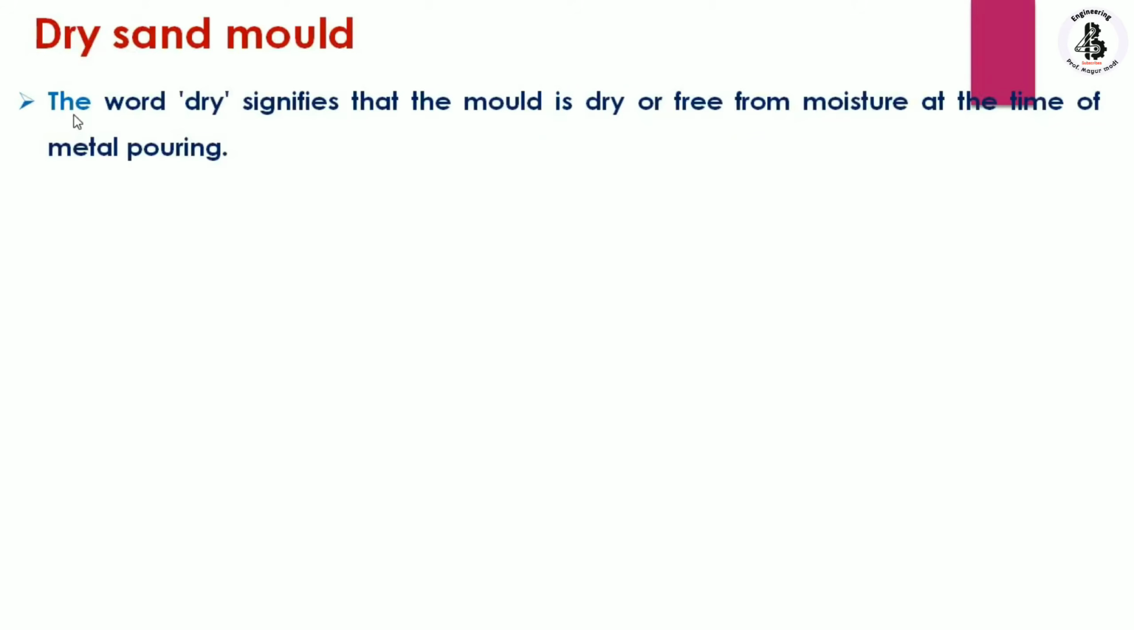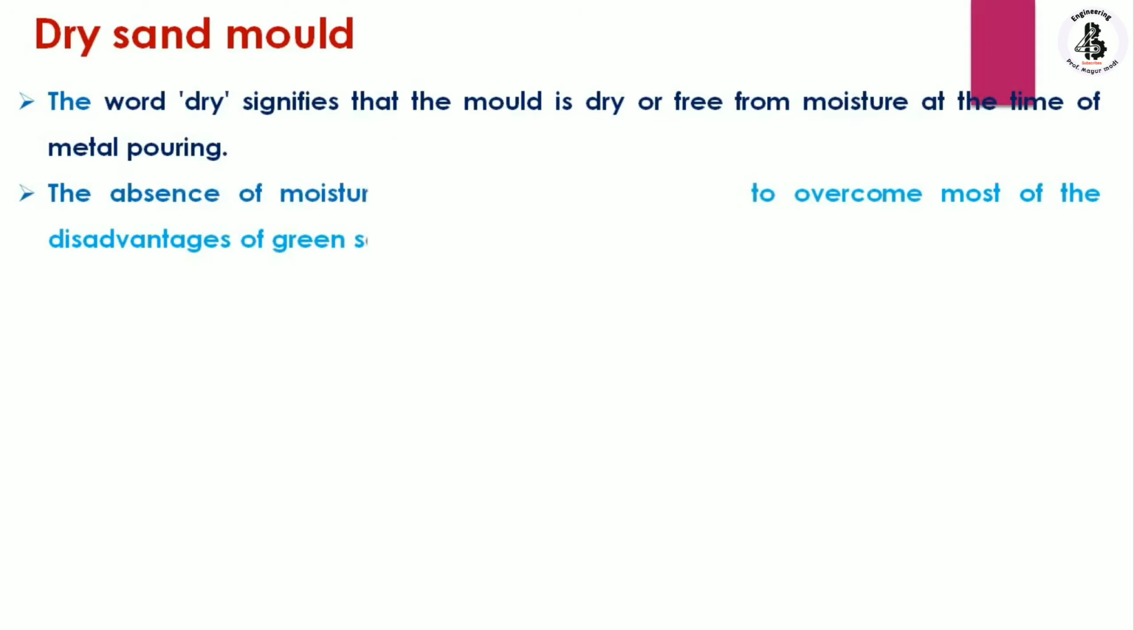Then the second one, dry sand mold. In the case of dry sand molds, dry signifies that the mold is dry, or free from moisture, at the time the metal is poured. The absence of moisture allows dry sand molds to overcome most of the disadvantages of green sand molds. So in the case of dry sand molds, these act as advantages.